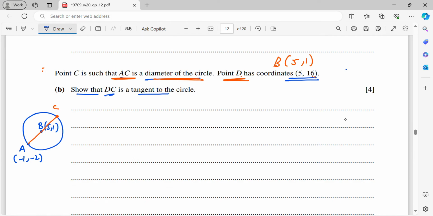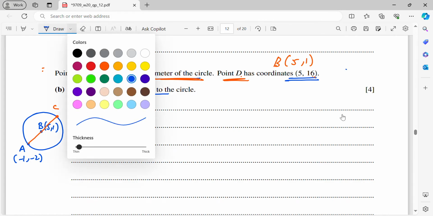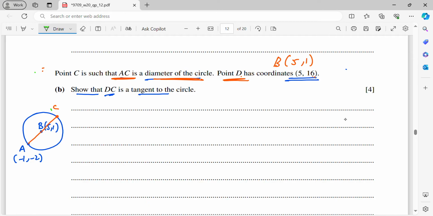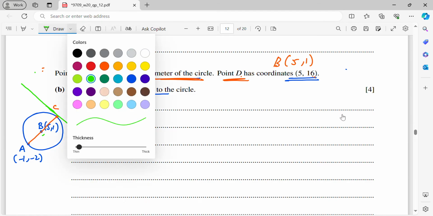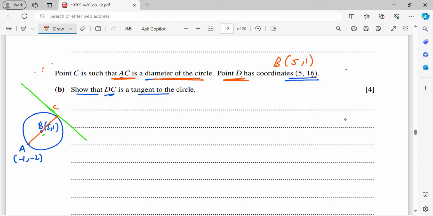That means it will be on the same level, the x level. Okay, and show that DC is a tangent, which means I will have to draw a line. Tangent means the line just touches the circle at a point. And since my x is 5, most likely your D is same level of x, but then this is my D. Okay, so here is my C. So my D with coordinates 5, 16. So this is 5, 16. This will be my diagram.